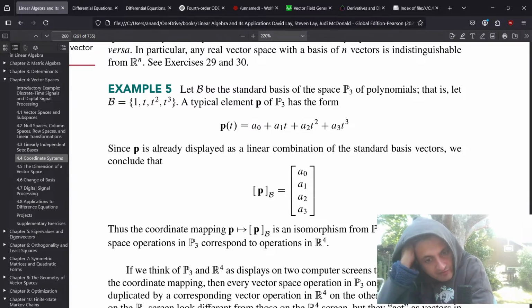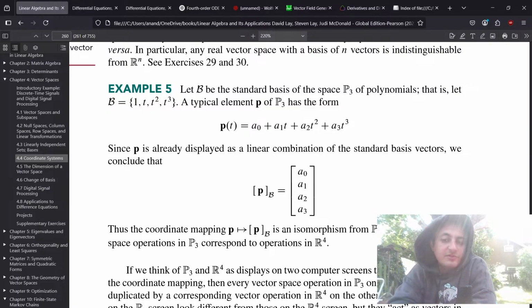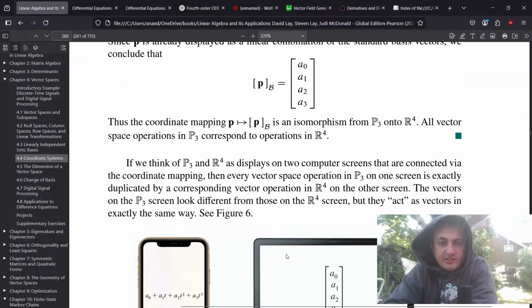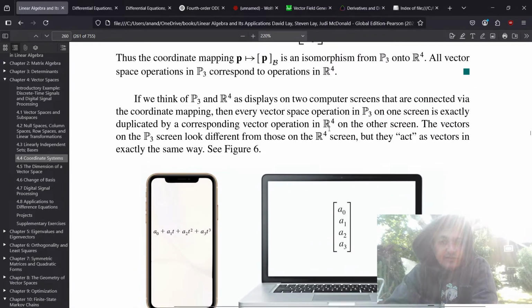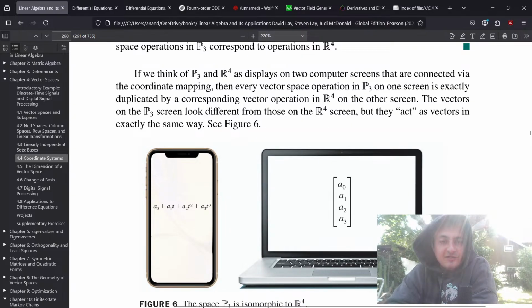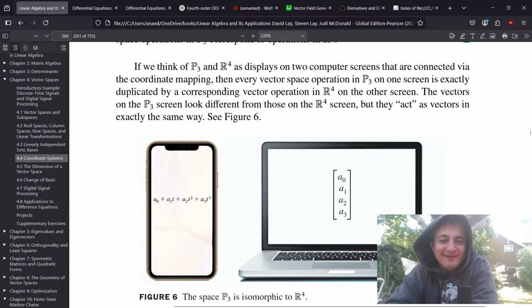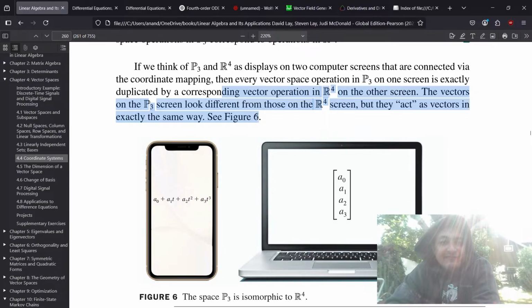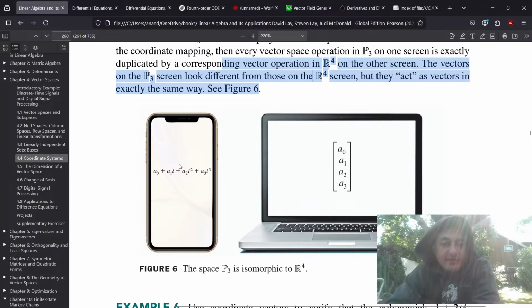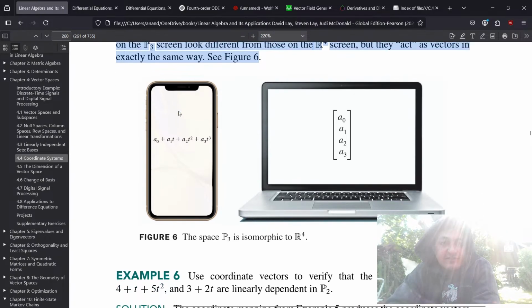If we think of P3 and R4 as displays on two computer screens connected via their coordinate mapping, then every vector space operation in P3 on one screen is exactly duplicated by a corresponding operation on the other. I love that they did this analogy because it's so unnecessary. The vectors on the P3 screen look different from those on the R4 screen, but they act as vectors in exactly the same way.